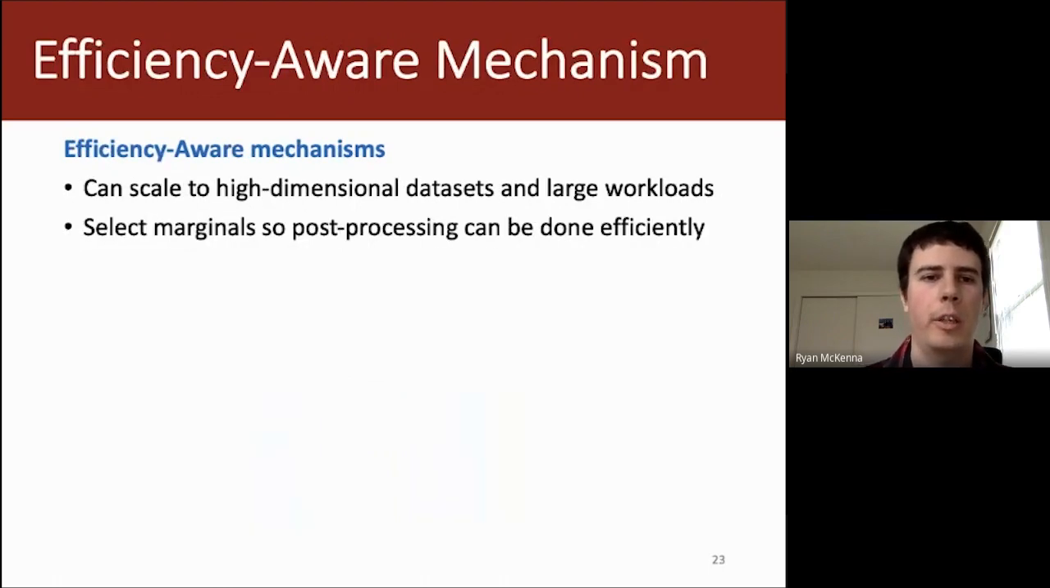The final criteria, which we can use to evaluate a selection procedure, is efficiency awareness. So we want to select marginals so that we can consistently scale to high dimensional data sets and large workloads, and we want to select these so that whatever post-processing method we're using to generate synthetic data will be tractable and efficient. So we want to avoid the failure mode of M1 plus PGM if we can.